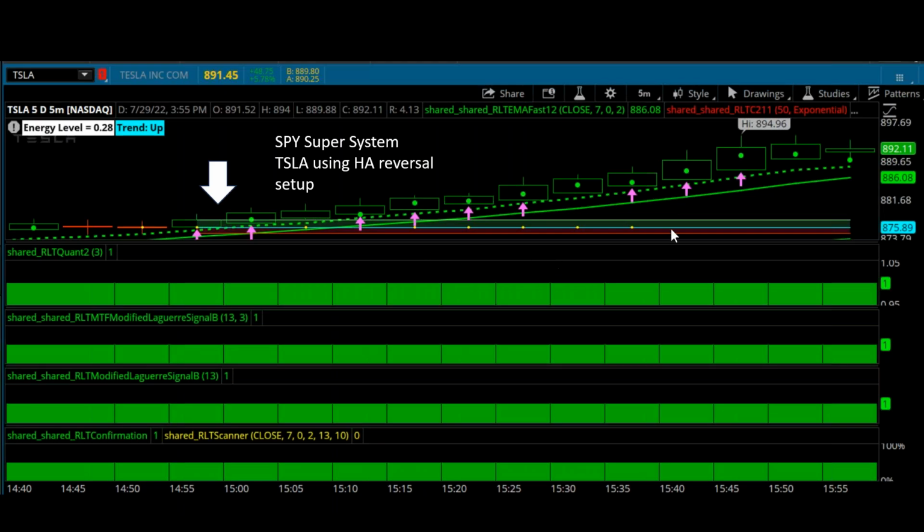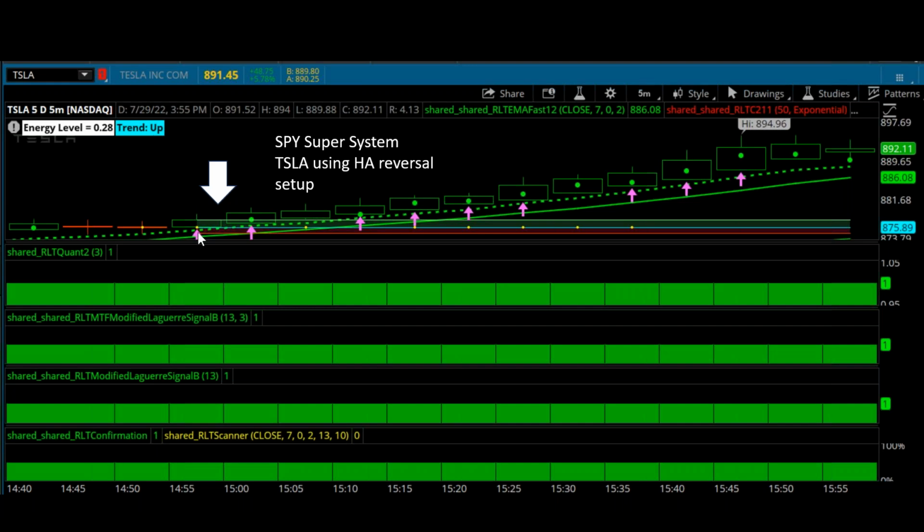Okay, so again, we looked at some live charts, but here's the SPY Super System right here. This was a Tesla trade using Heiken Ashi reversal candles. This shows you what I looked at to find a Heiken Ashi reversal and where I took the trade. This is the 15 EMA right here. This is one of my support levels on the 5-minute chart.